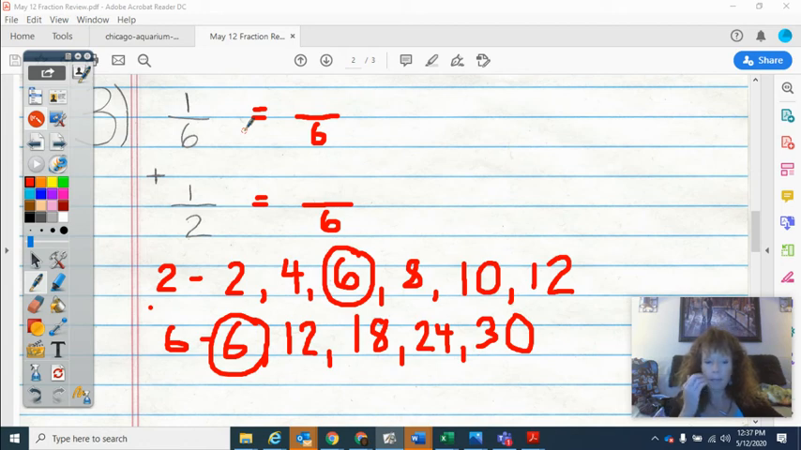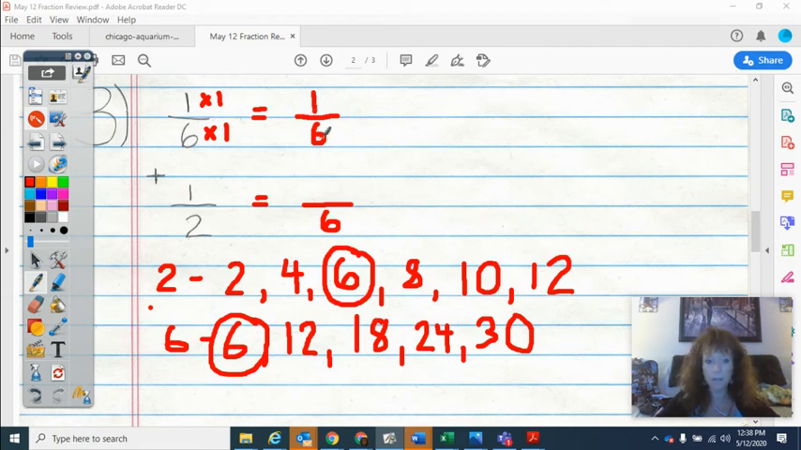So I have to ask myself, okay, 6 times what number gave me 6? Times 1. Okay, maybe you can skip that step. Maybe you already realize that if this is 6 and this is 6, this has to be 1. But 6 times 1 is 6. So I'll do the same thing in my numerator. 1 times 1 is 1. 1/6 here equals 1/6 here.